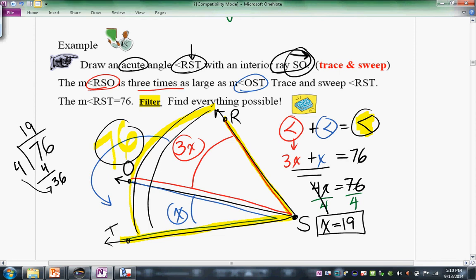Wonderful! You're not done. This is not algebra class. You don't end with the variable. It says find everything possible. So what we just found was x, and x is this angle. So we just found that x was 19 degrees.